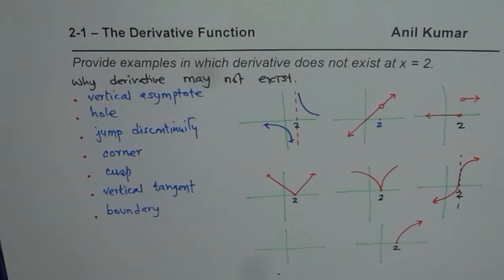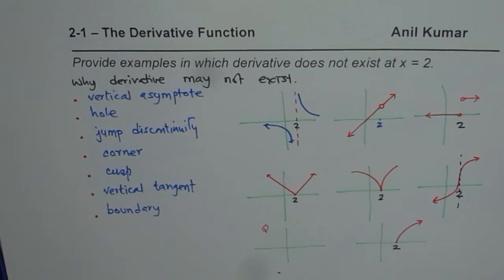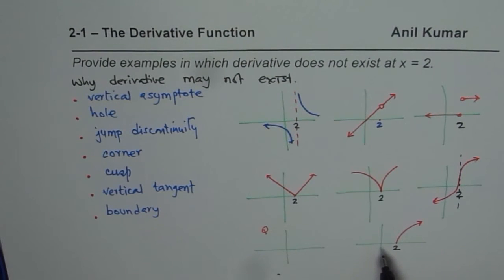Now this one I've left for you to do. So one example is for you to do. So this is the question for you. Give me one more example, one more sketch of a function. Well, you could go with a similar one which we have given, but I hope with this you get a list of examples or conditions where derivative may not exist. Remember, all these functions you could have written in equation form also.